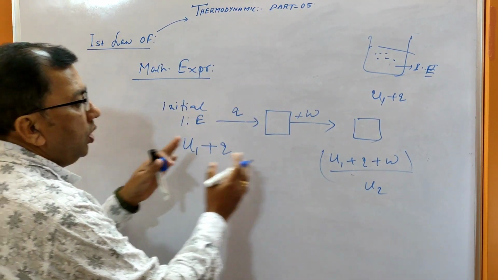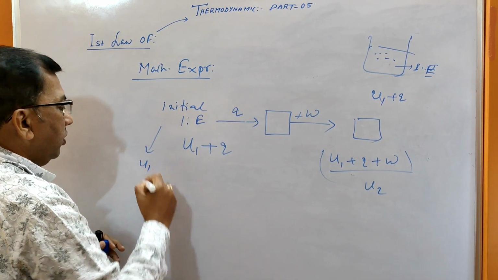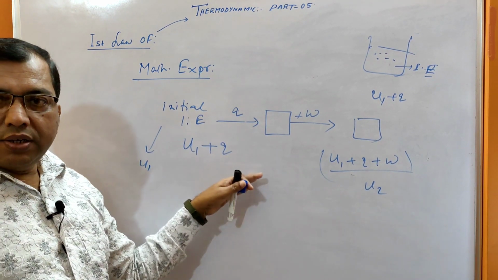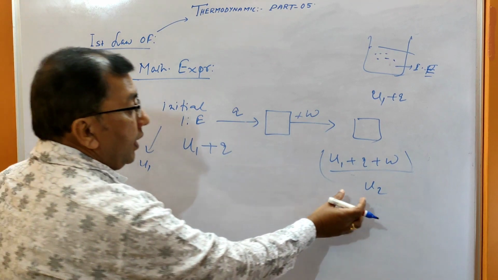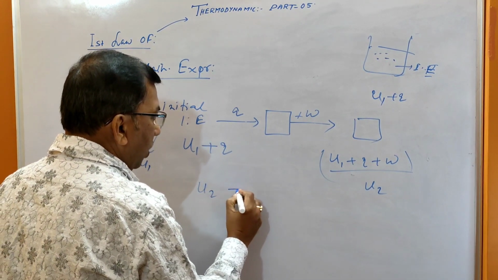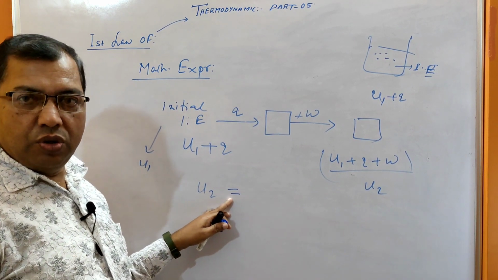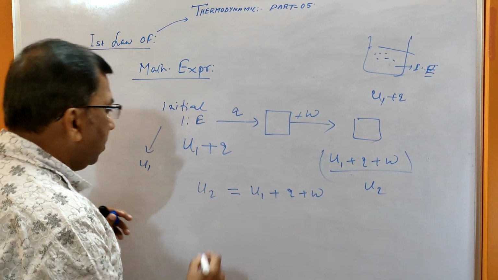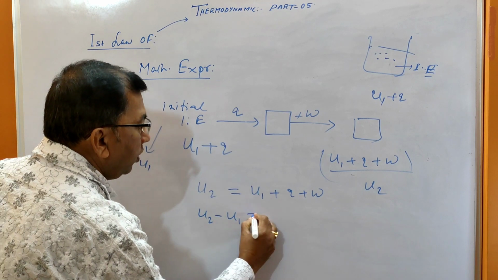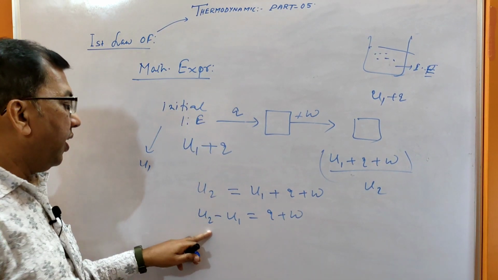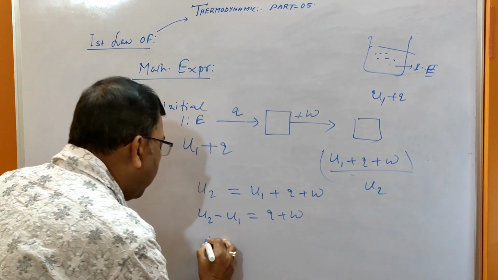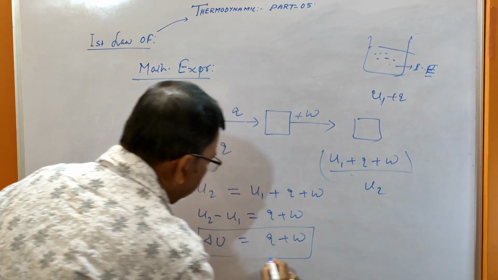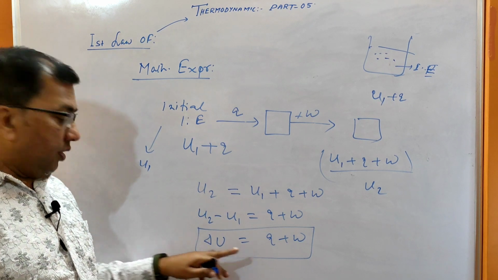So from U1 to U2, initial U1 and final U2. The change of internal energy, delta U, equals what? We can write U2 equals U1 plus Q plus W. From here, U2 minus U1 equals Q plus W. What is U2 minus U1? Delta U equals Q plus W. Delta U is the change of internal energy. This is the first law.